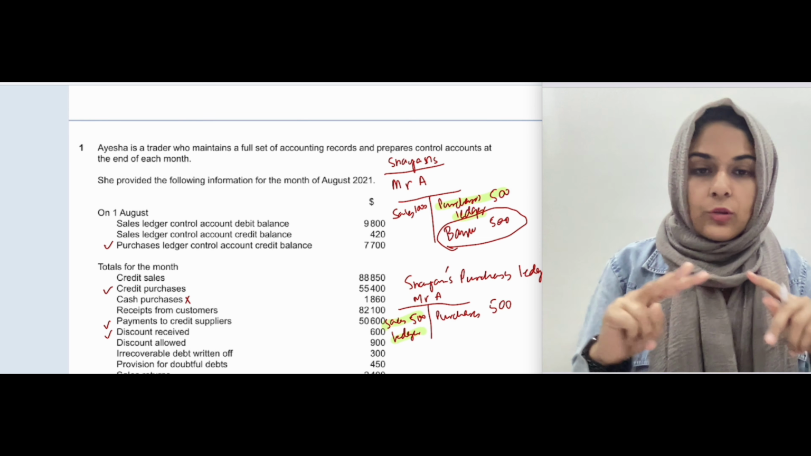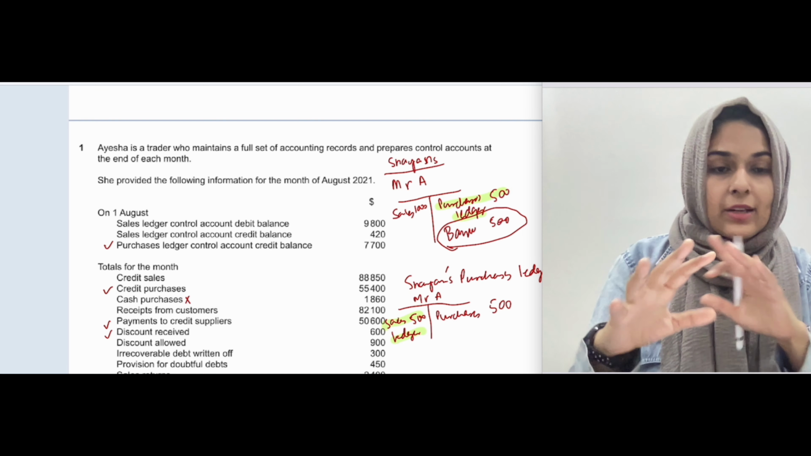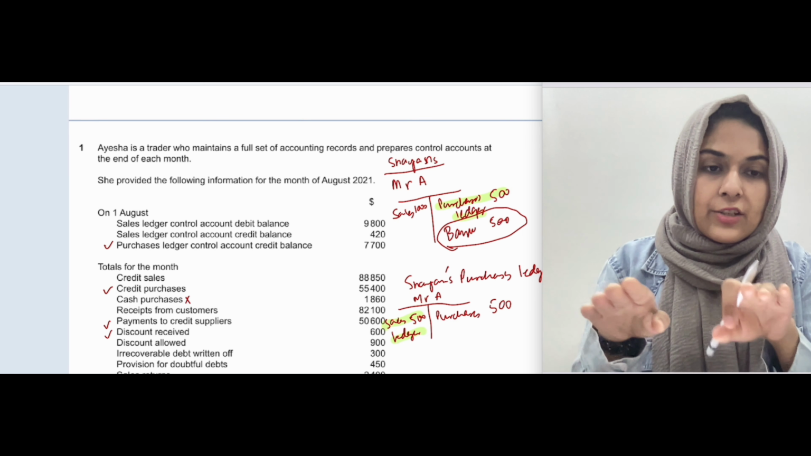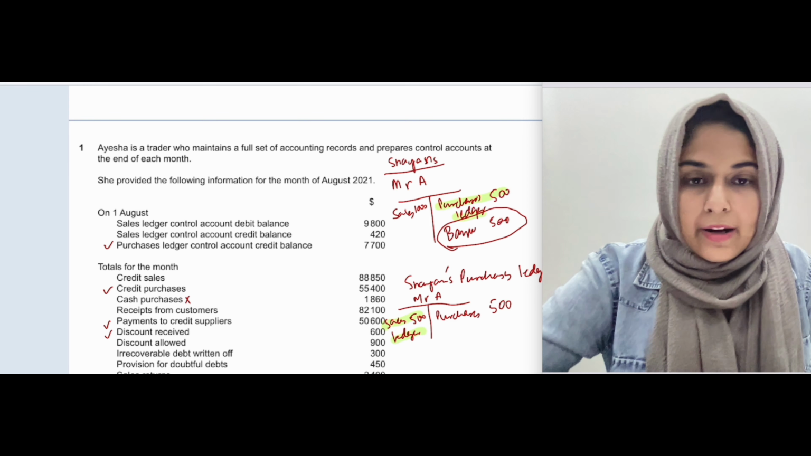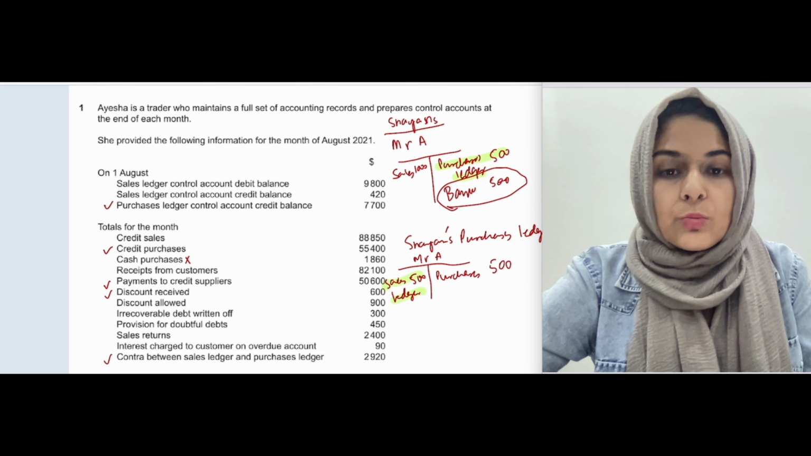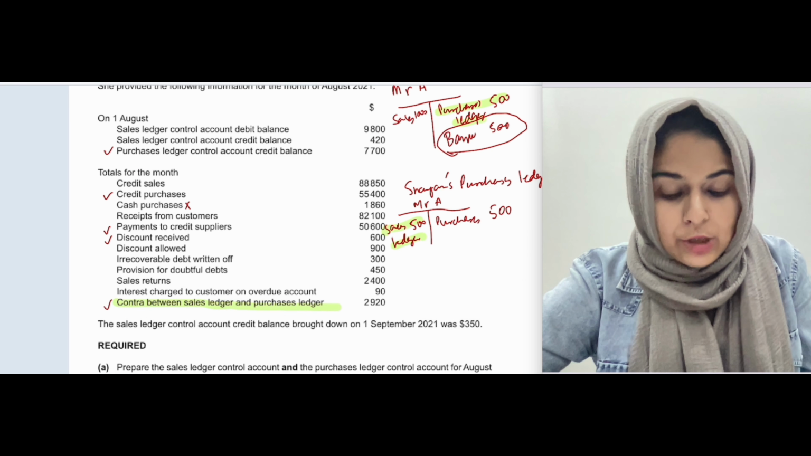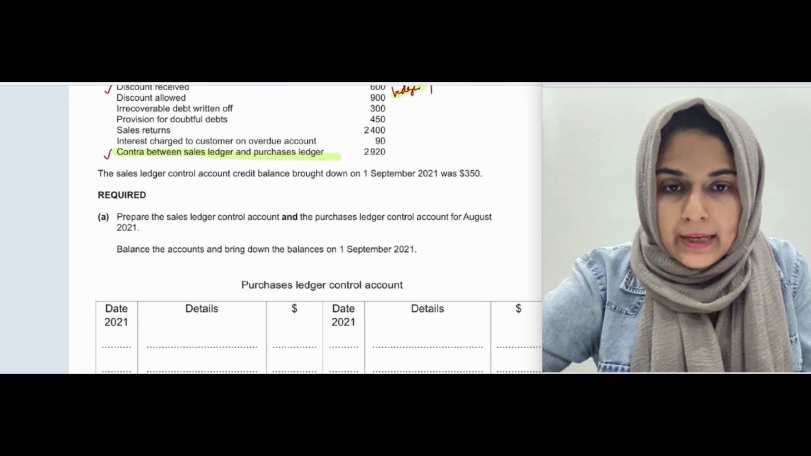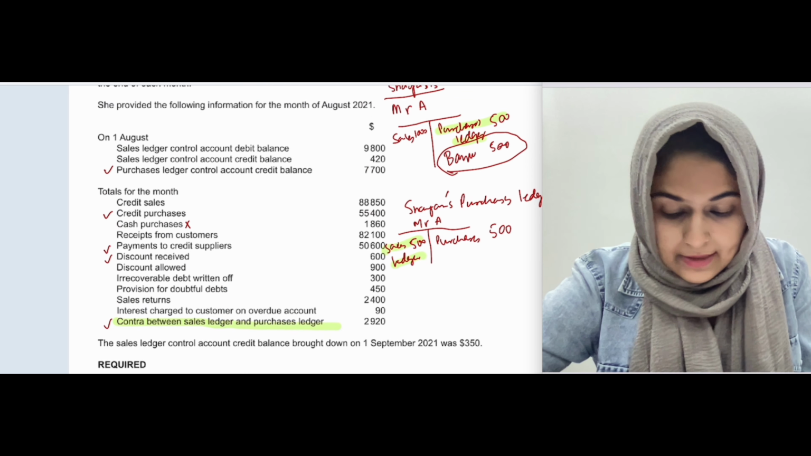सो बेसिकली इट इज़ लाइक यूर राइटिंग ऑफ सेटिंग ऑफ बेसिकली इंटर लेजर सेटिंग ऑफ है. ठीक है. कोई एक बंदा आपका कस्टमर भी है और सप्लायर भी है. सो इन दिस केस बेसिकली कॉन्ट्रा गोज टू बोथ परचेजेस लेजर कंट्रोल अकाउंट एंड सेल्स लेजर कंट्रोल अकाउंट. तो इसको हम यहाँ पे इसमें लिखेंगे. So just let's make this purchases ledger control account.